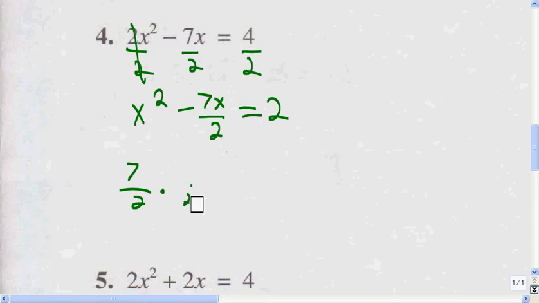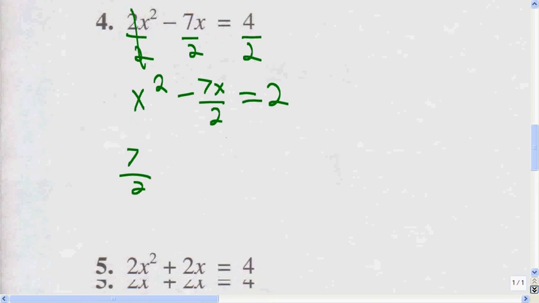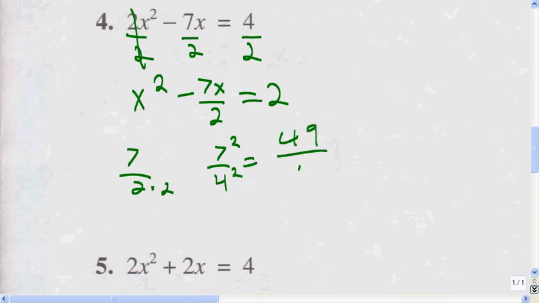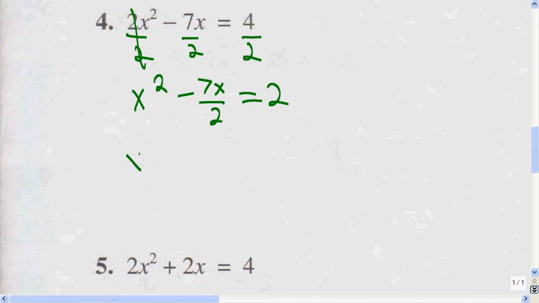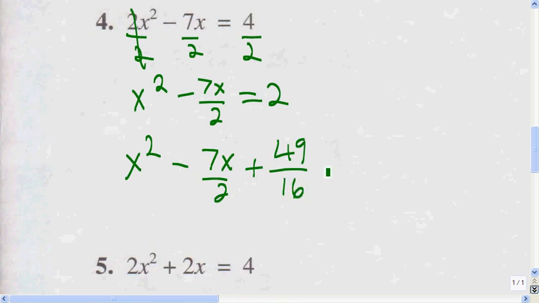Let me show you a quick way. A quick way of getting half of a fraction is just multiplying the denominator by 2. So half of 7 over 2 is 7 over 4. Then you square that, and that equals 49 over 16, because the square of 7 is 49 and the square of 4 is 16. So our third term is 49 over 16, right? We're going to have to add that to both sides.